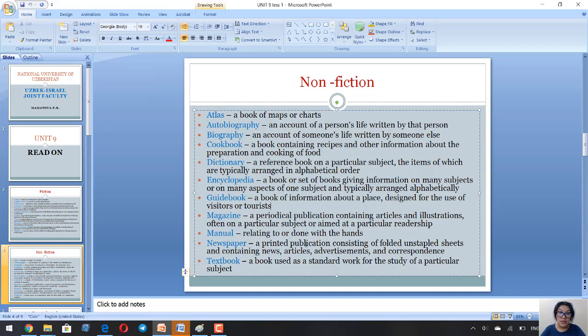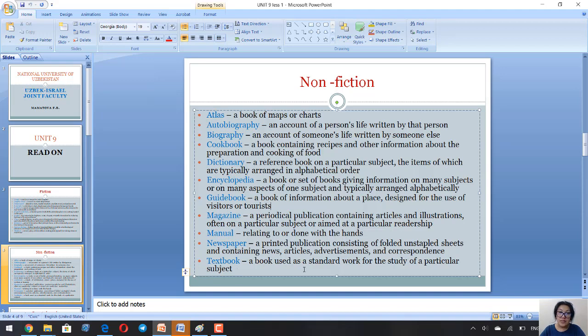The next, magazine, a periodical publication containing articles and illustrations, often on a particular subject or aimed at a particular readership. It includes information such as articles, adverts, and all of them are illustrated. Manual, relating to or done with the hands. It's the first meaning, and the second meaning, in manual you can also find the information how to use something. For example, instruction of usage.